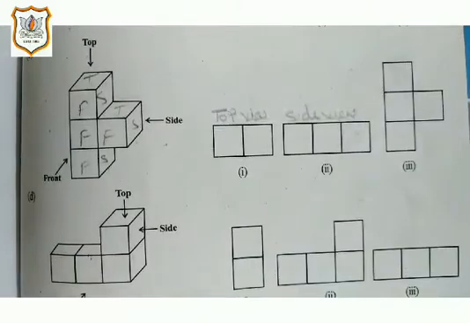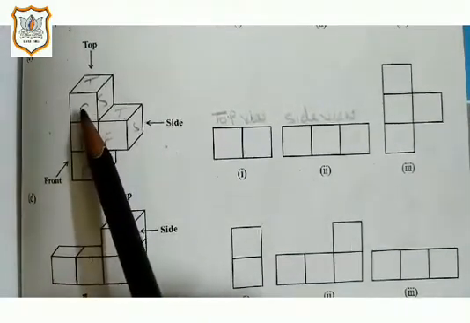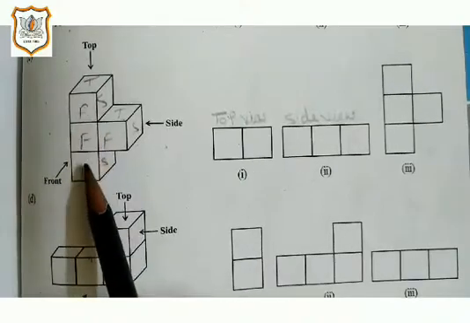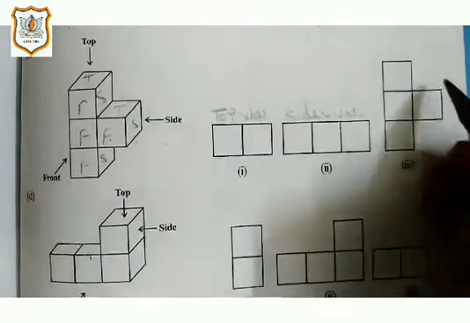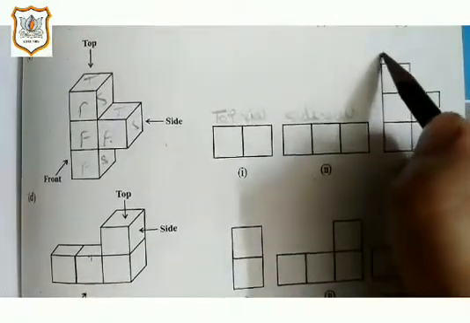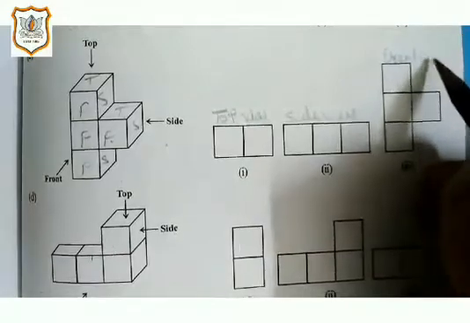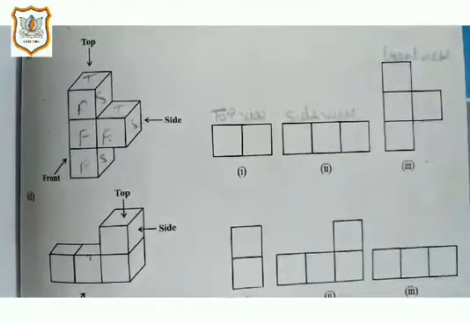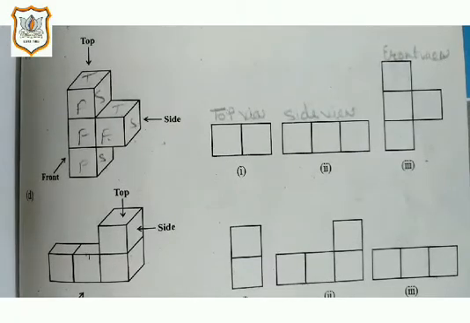Next, when you see this solid from the front, you will see 4 squares. 1, 2, 3, 4. So this is front view. So we write here front view. So students, the remaining parts D and E you have to do by yourself.